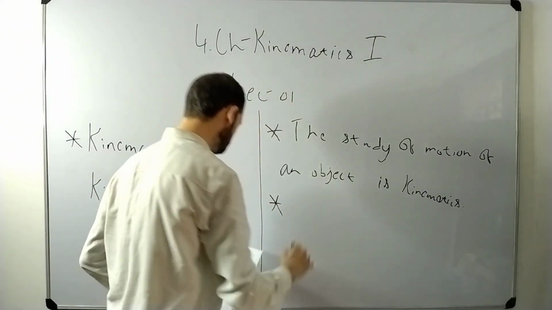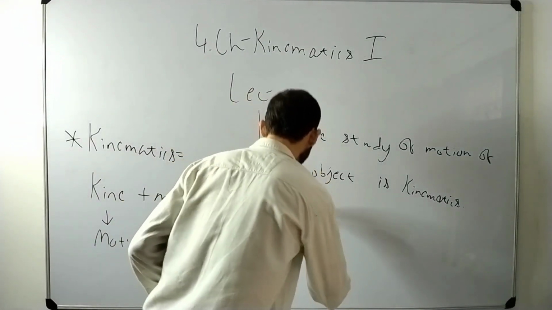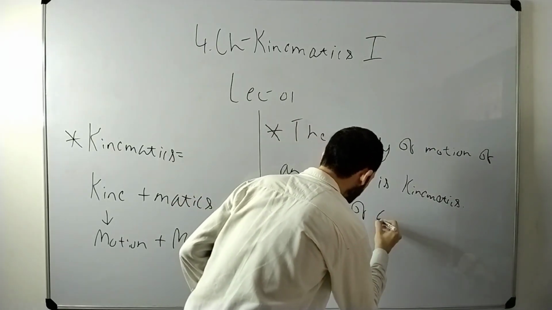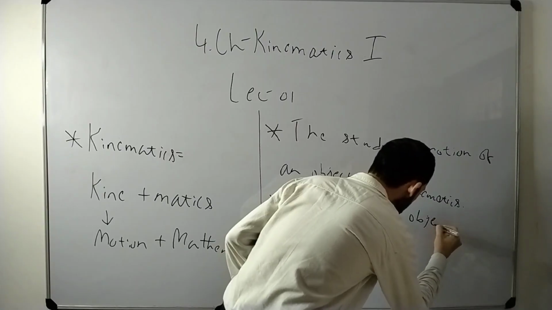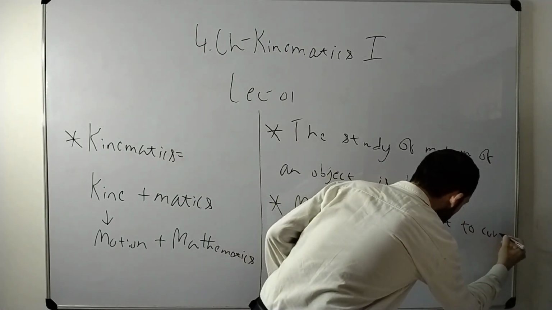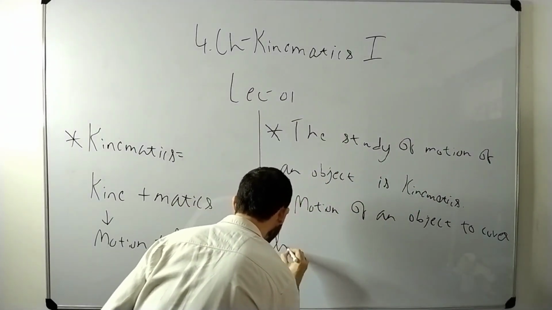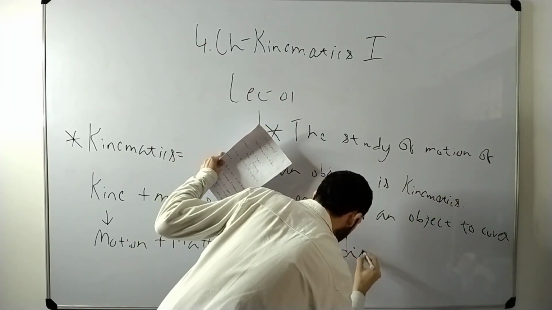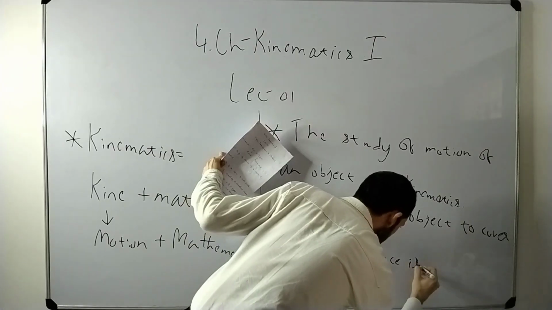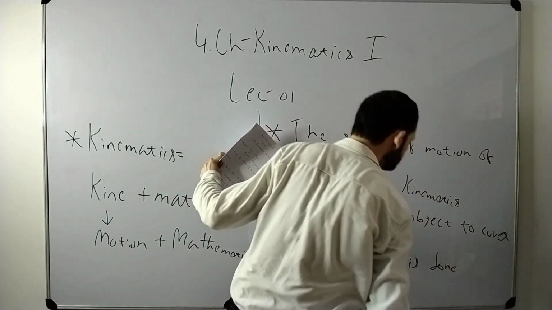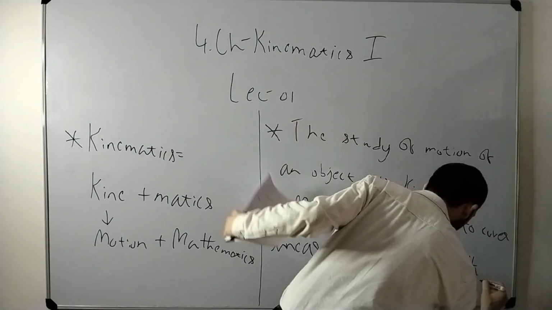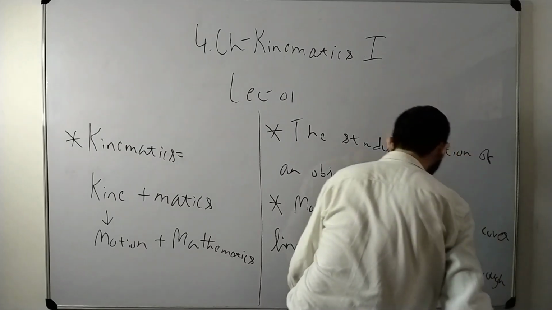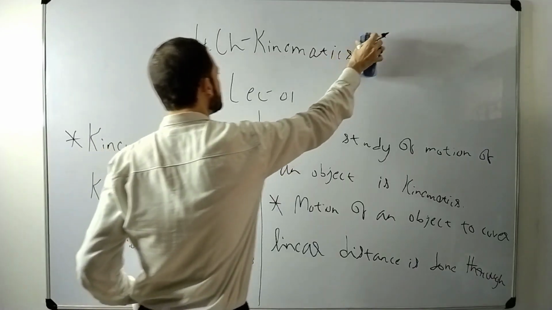Second part, translation motion. So motion of an object to cover linear distance. To cover what, students? Linear distance is done through translation or translatory motion.